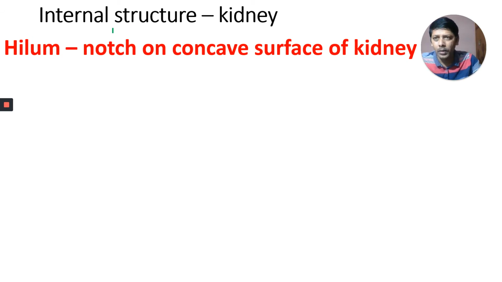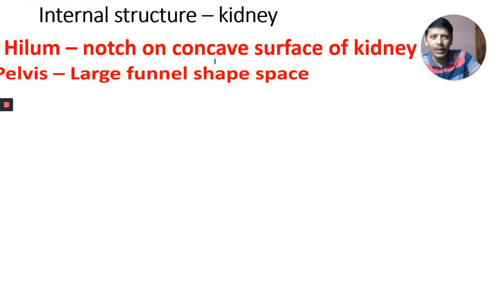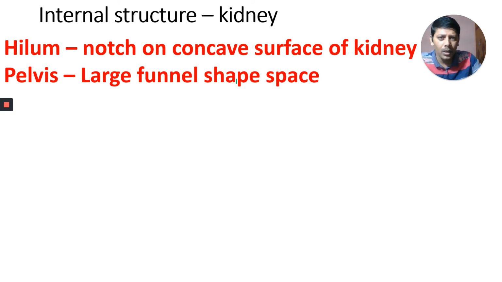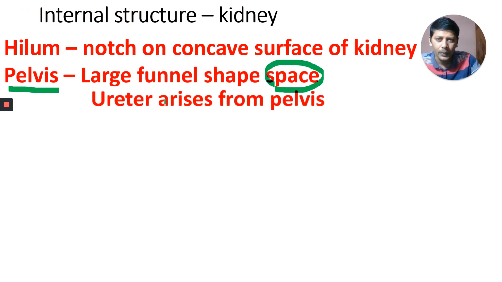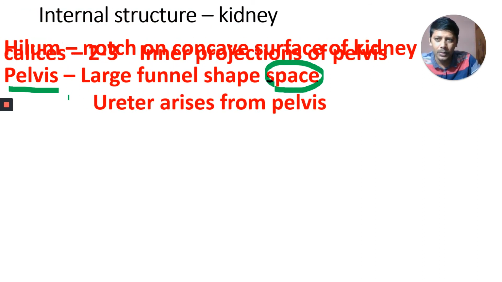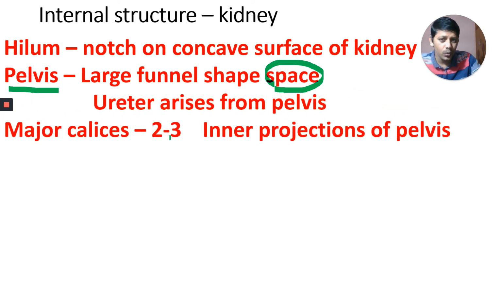Next we are moving on to the internal structure of the kidney. Hilum, the notch on the concave side of the kidney, we learned earlier, is called the hilum. And pelvis. The pelvis is a large funnel-shaped space present in the kidney, called the renal pelvis, and the ureter arises from the pelvis. Next one, major calyces, 2 to 3 inner projections of the pelvis. What are major calyces? 2 to 3 inner projections of the pelvis are called major calyces.